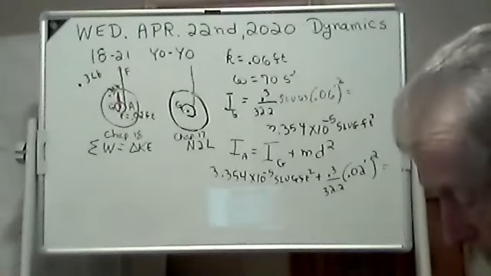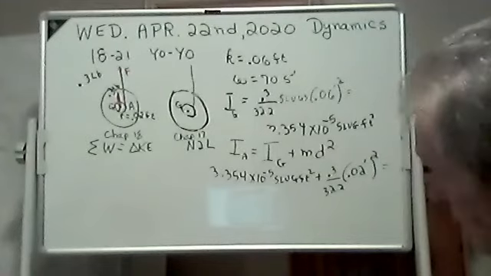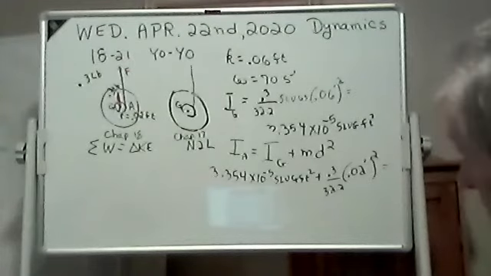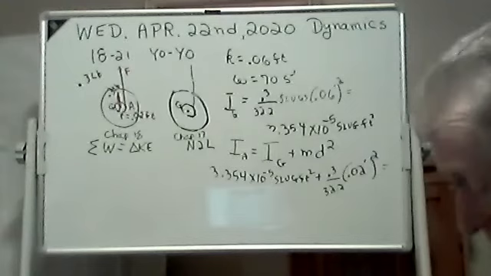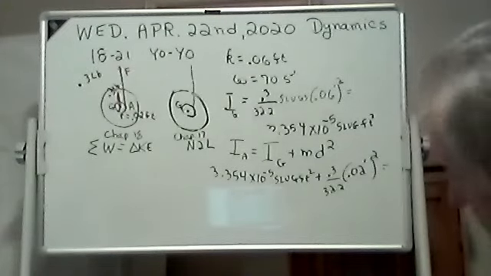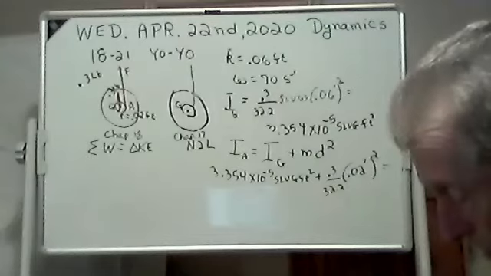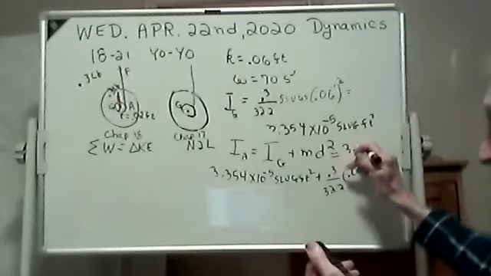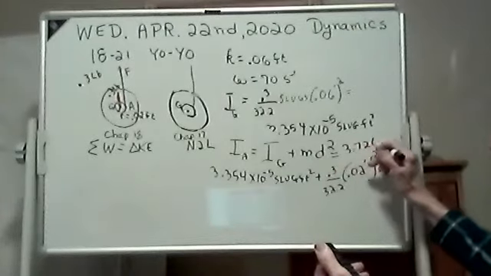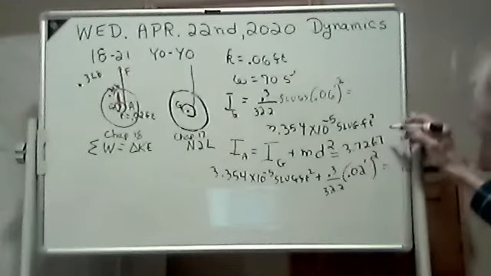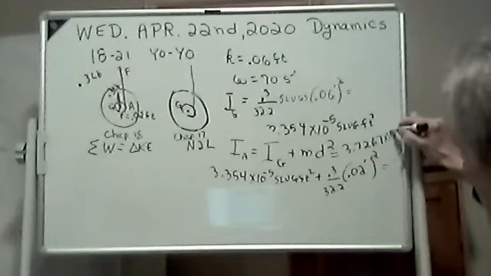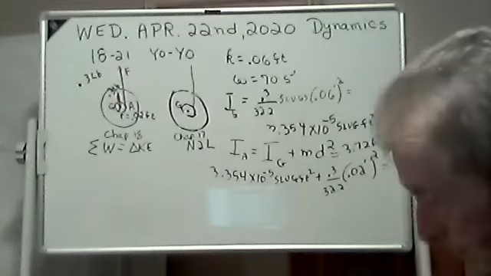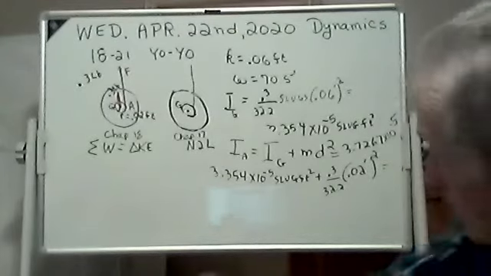Here goes. 3.354 e to the minus 5, plus 0.3 divided by 32.2 times 0.02 squared. Okay, here's what I'm getting. I'm getting 3.7267 times 10 to the minus 5 slug feet squared. Okay, good. Now we have the moment of inertia about A.